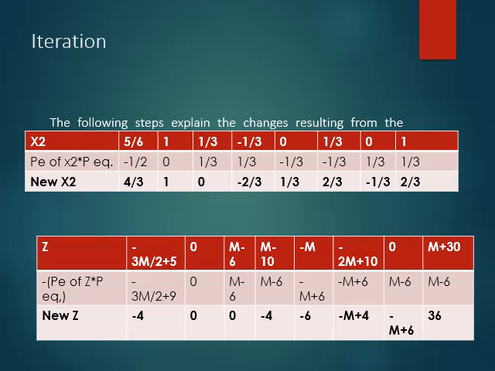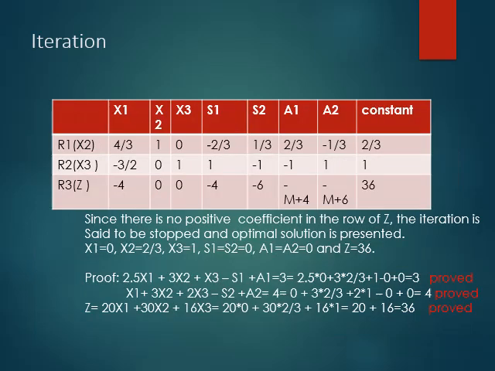We apply the same previous procedure to find these changes. Okay, the last iteration, table 4, is shown. R1 x1, R2 x3, R3 z.